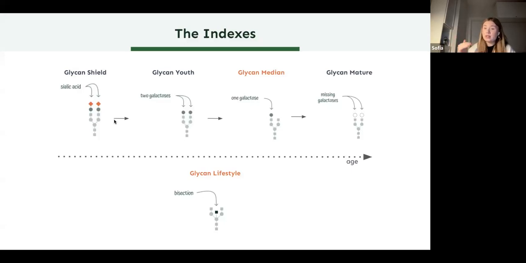As we age or in disease, as we are inching towards developing a certain disease, the glycans will change in this way. We will first lose these top red squares, which are the sialic acid, and we will be left with 2 galactoses, which is still very, very good. Then we would lose 1 galactose, and then we would lose both galactoses, which is the glycan mature. We'll talk about that in detail in a second. We also have the glycan lifestyle, which is basically this structure, but it has this additional building block in the middle. So it can also have the galactose here and the sialic acid as well.